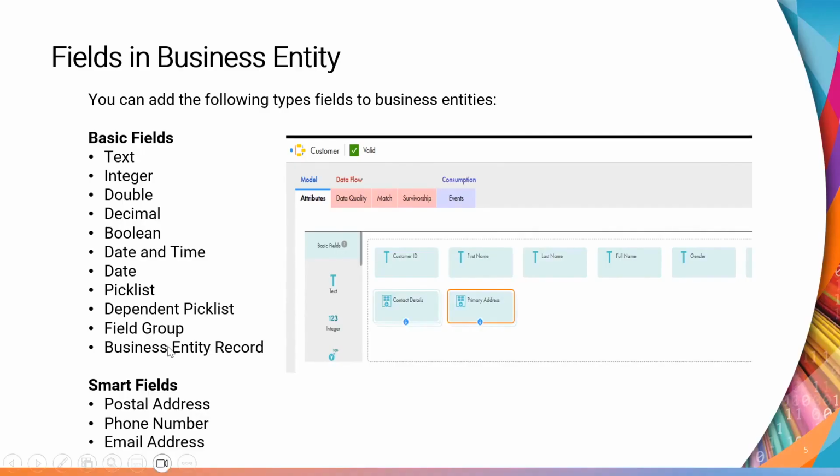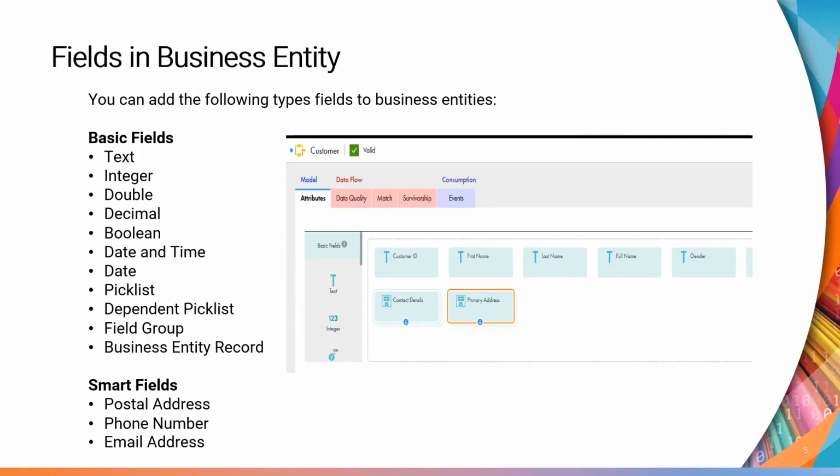Field group, business entity record. Add business entity record field to relate records. The user search for business entity record and select a record to relate by using this field. You can add up to 15 business entity record field to a business entity.